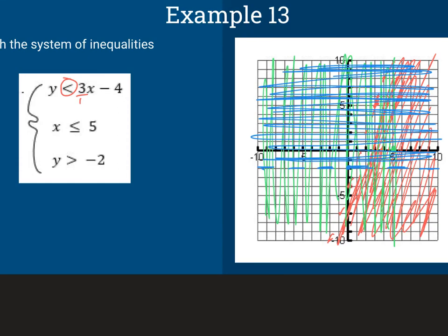So if we look in here, all our solutions are going to be within the triple shaded area, or the triple color area. And let's see if I can get that for you. I would do my best to go ahead and get that, and it looks right.